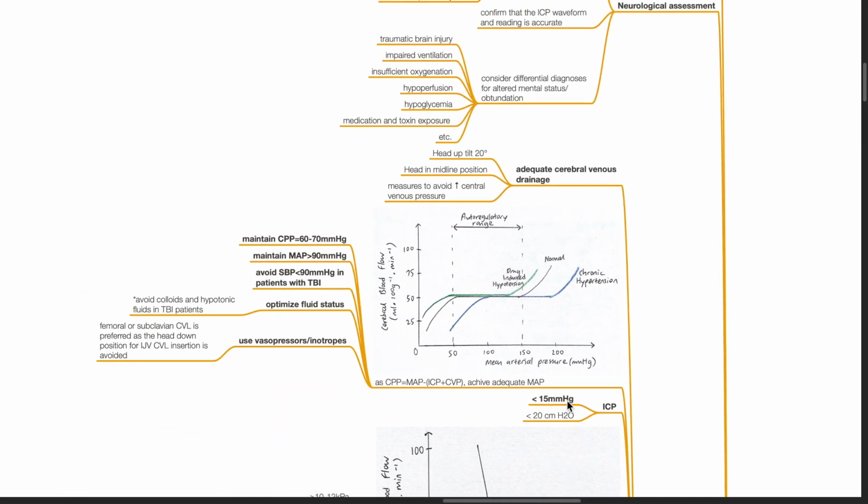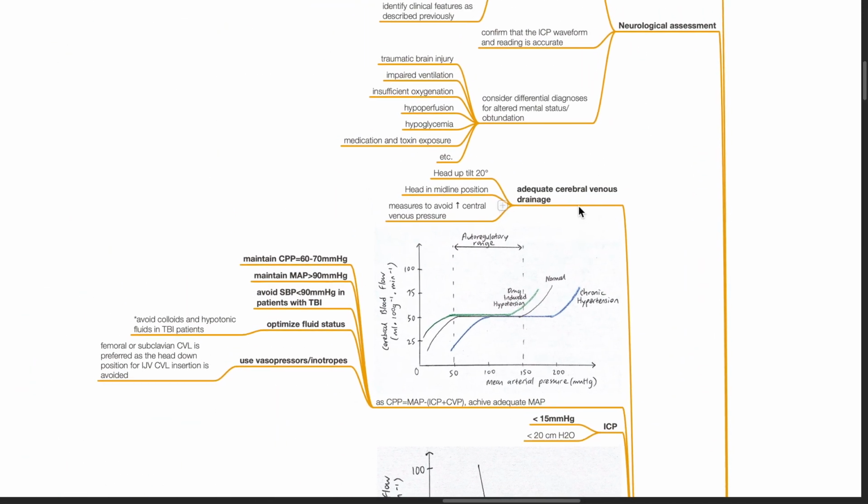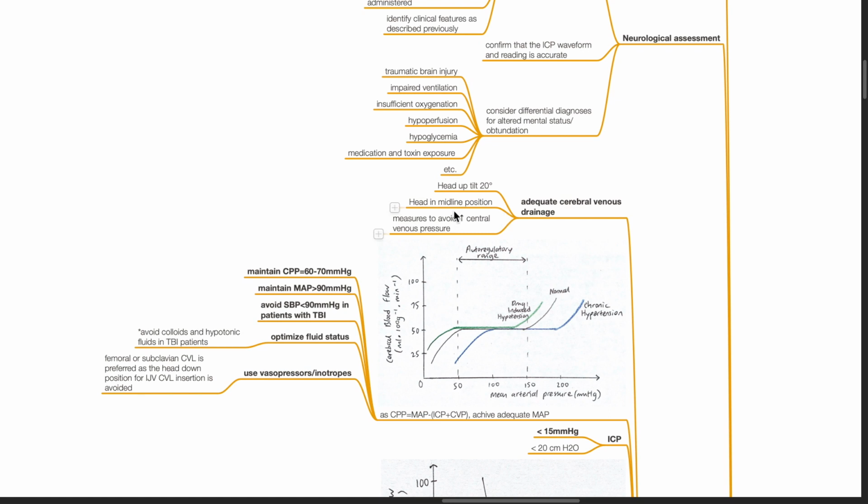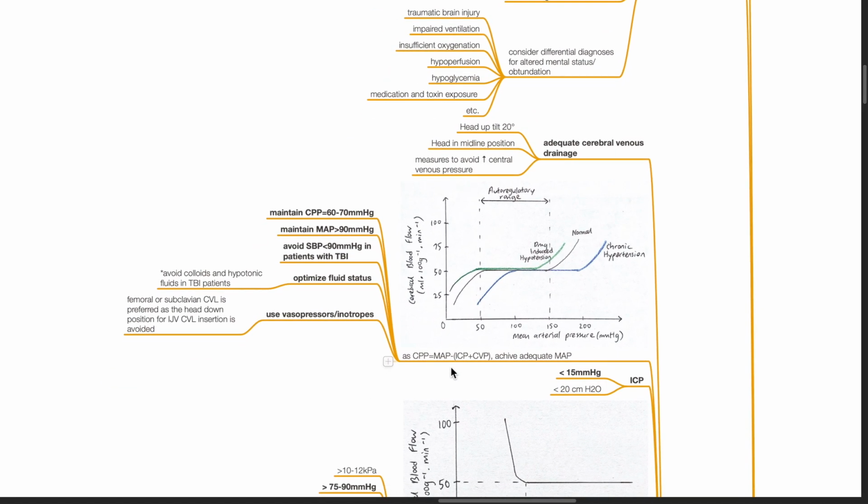Therapeutic goals. Adequate cerebrovenous drainage, head up tilt 20 degrees, head in midline position, and measures to avoid raised central venous pressure. As CPP equals MAP minus ICP plus CVP, achieve adequate MAP for adequate cerebral perfusion pressure. Maintain cerebral perfusion pressure at 60 to 70 mmHg, MAP more than 90 mmHg, and avoid systolic blood pressure of less than 90 mmHg in patients with traumatic brain injury.